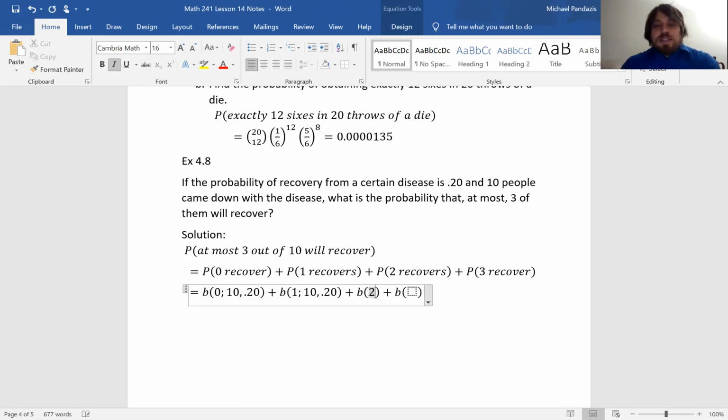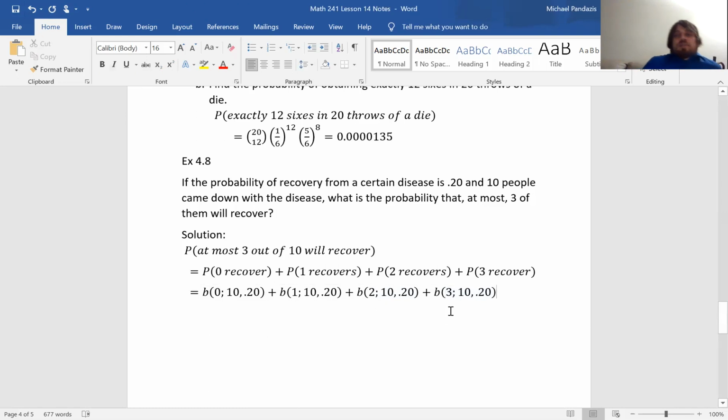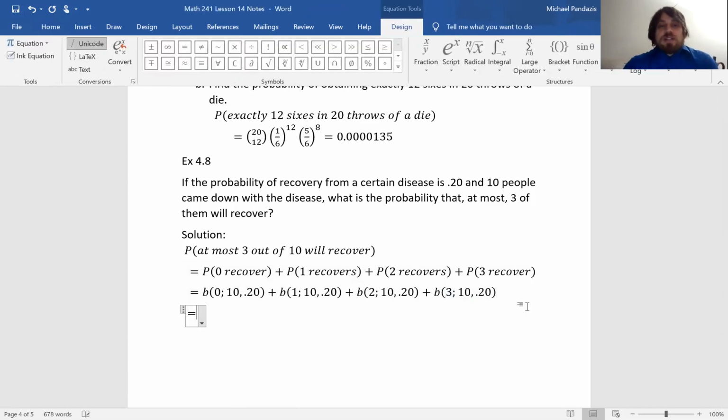Okay, so B of 2 colon 10 comma 0.20 is the probability of 2 successes, 2 recoveries, in 10 Bernoulli trials where the probability of success or recovery is 0.20. This is B of 3 colon 10 comma 0.20: the probability of 3 successes in 10 Bernoulli trials where the probability of success is 0.20. You calculate the values of each of these binomial probability functions and add them up, and that's the original probability: at most 3 out of 10 will recover.